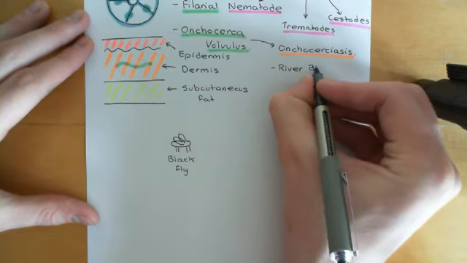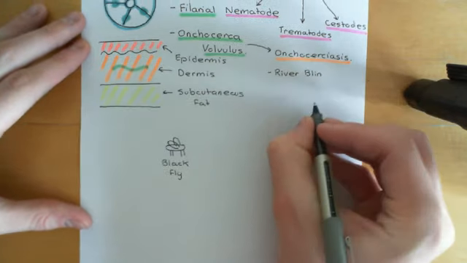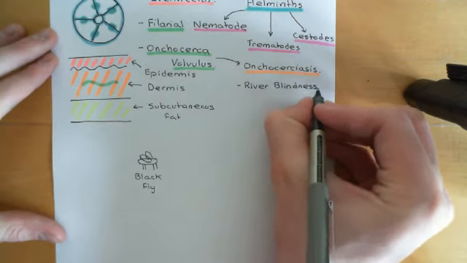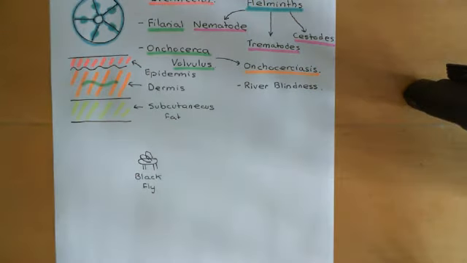It's called river because you catch it generally near rivers because of the fact that these flies live near rivers. And it's called blindness because one of the key things that onchocerciasis can lead to is blindness, and we'll discuss how later on. Basically, the way that onchocerciasis is transmitted between individuals is through these black flies.